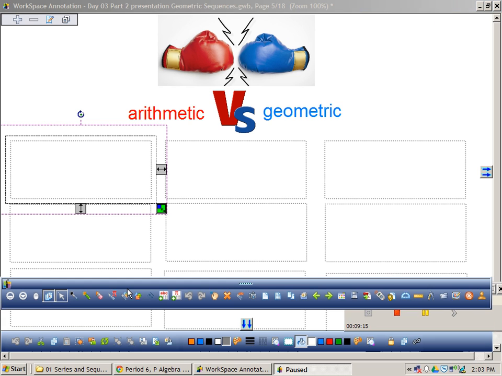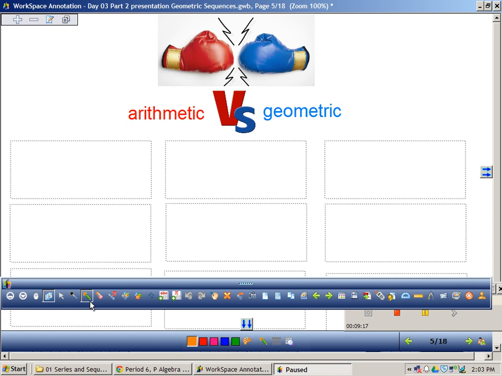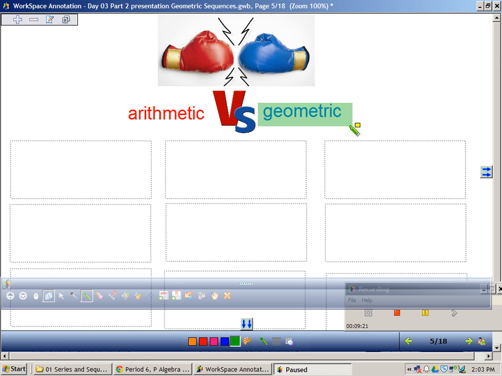Oh, that reminds me. Do you need your little response paddles that have the red and the green? So get those out, and we're going to use those.